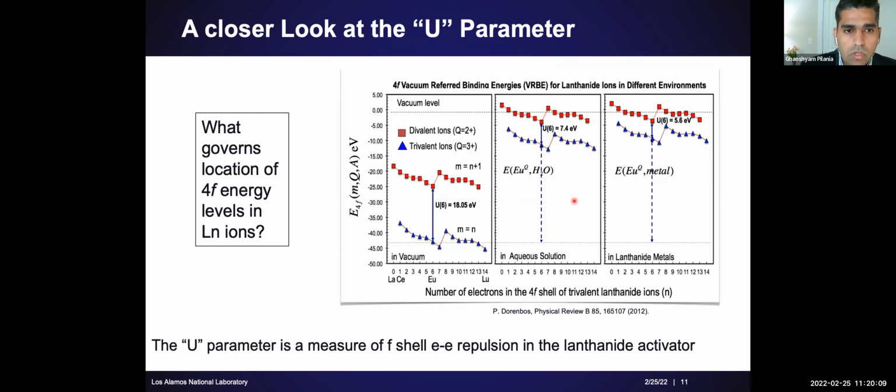And so if we know the U parameter for any host material, we can actually pinpoint where the 4F level of a given lanthanide ion in a given charge state is going to lie using that empirical model.